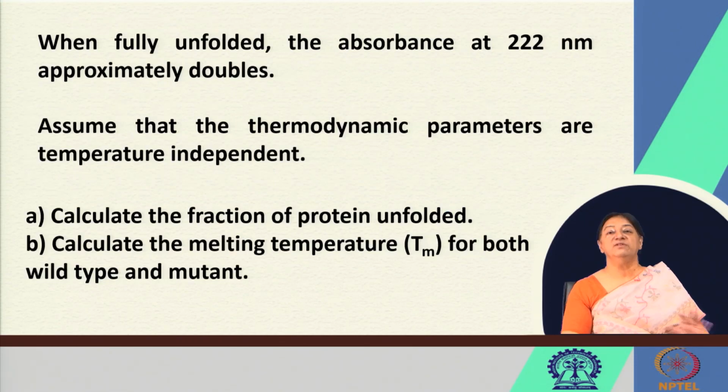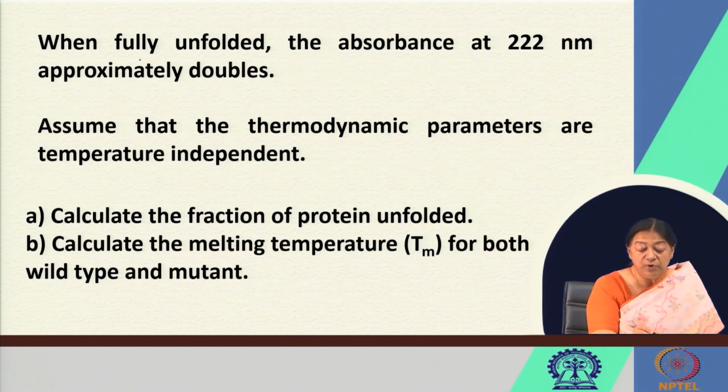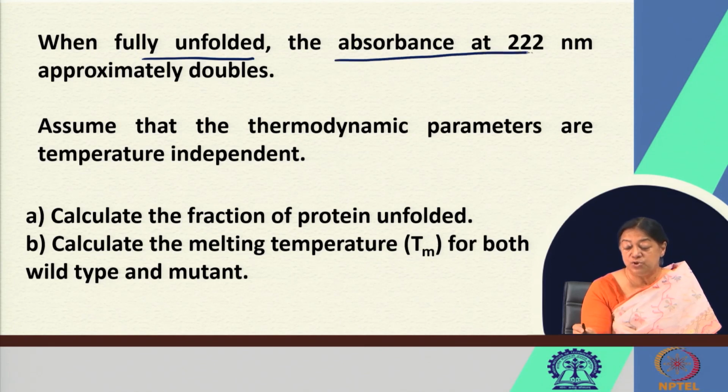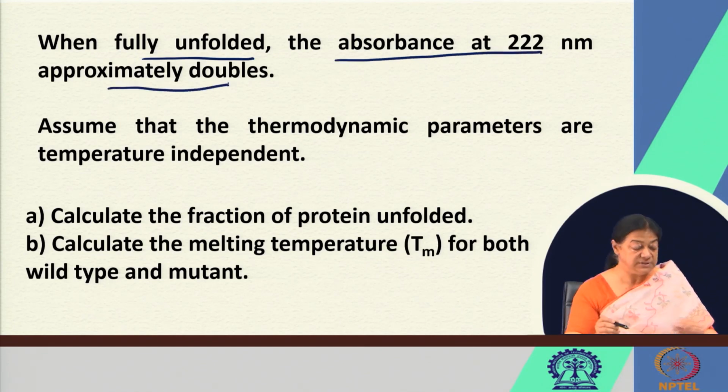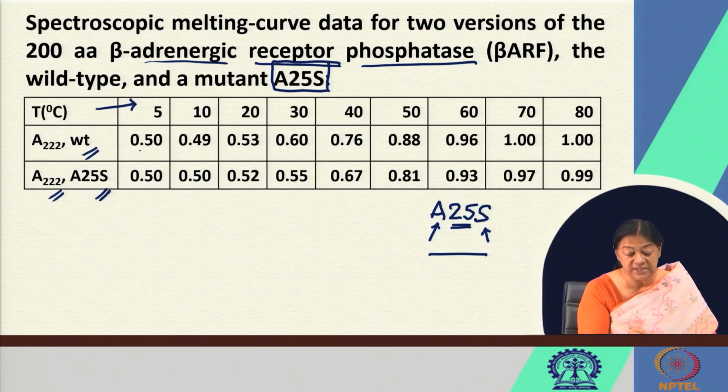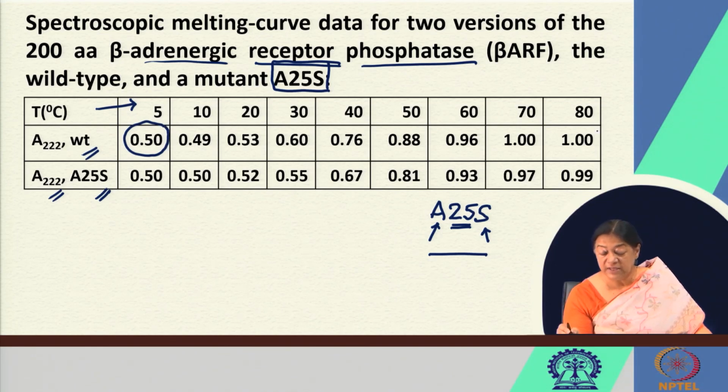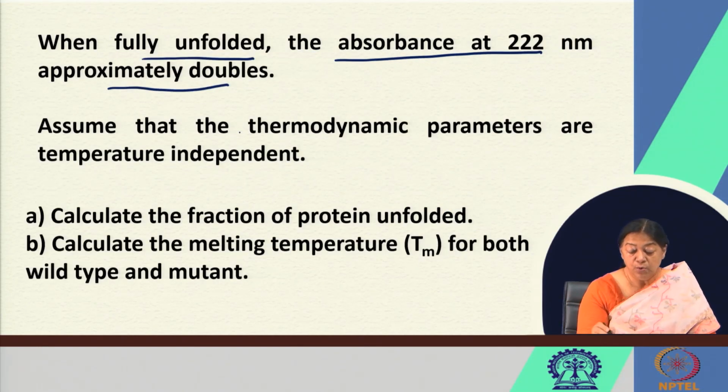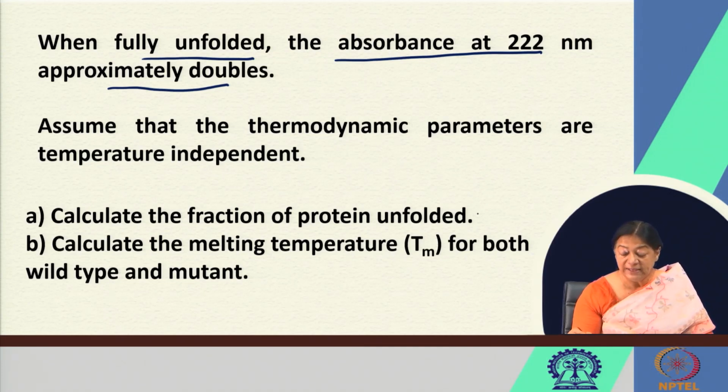So, what is the information that we can get? When fully unfolded, the absorbance at 222 nanometer approximately doubles. Let us revisit the table and we see that yes, what we see at 5 degrees centigrade and what we see at 80 degrees centigrade, we see almost a doubling. So, if we assume that the thermodynamic parameters are temperature independent, we can calculate the fraction of protein unfolded and we can also calculate the melting temperature for the wild type and the mutant.